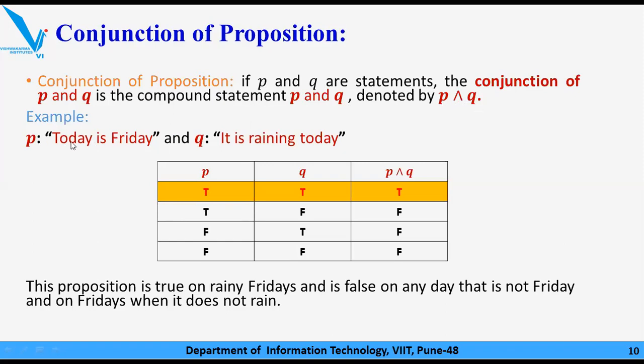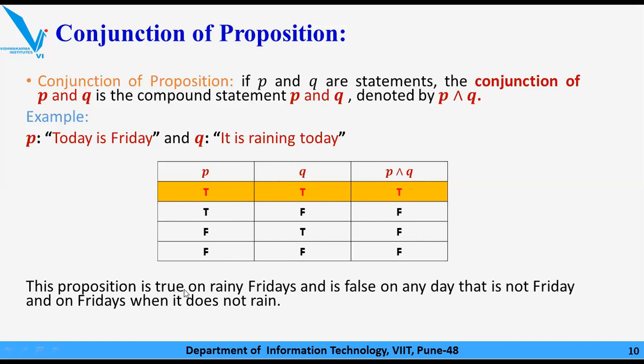For example, P is "today is Friday" and Q represents "it is raining today". This is the truth table, where P and Q are simple propositions with their truth values in all combinations. What is P and Q? P and Q will be true only if P is true and Q is true. In all other cases, where either one is false, it becomes false. This is P and Q.